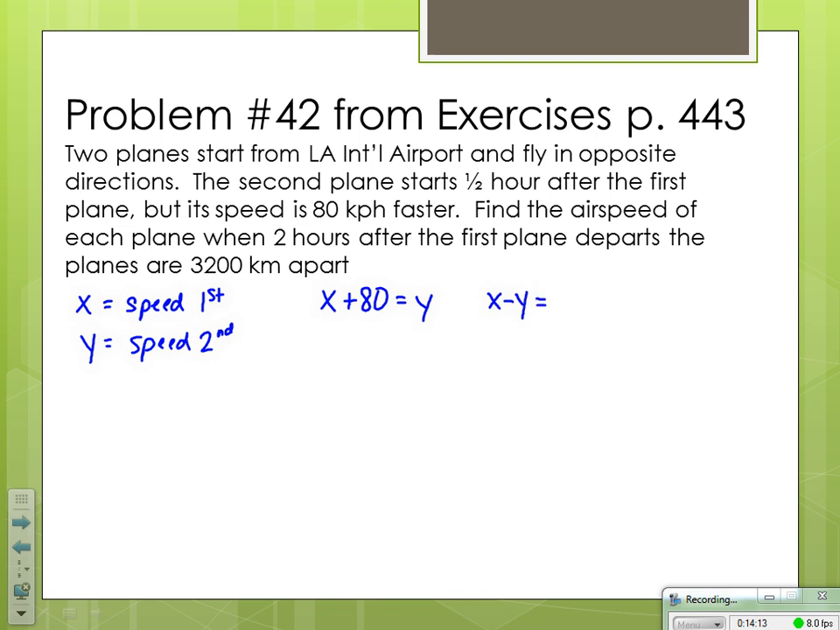So it's now a negative y, and I'm going to move my 80 to the right. Hopefully everybody follows me and sees that that's the same thing that I started with. But now I have my x and my y together.